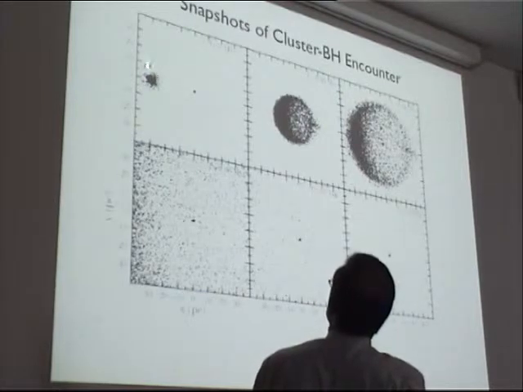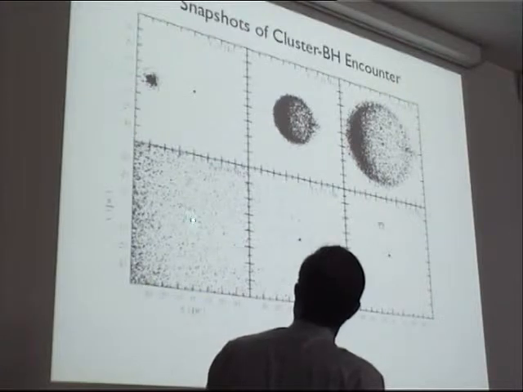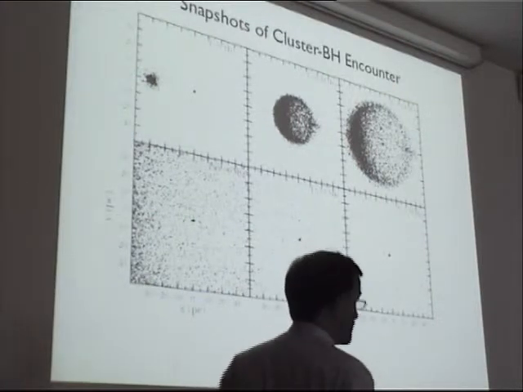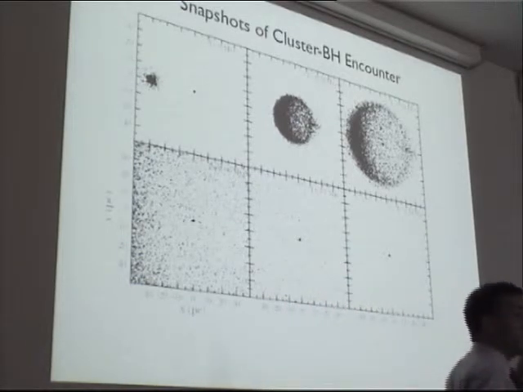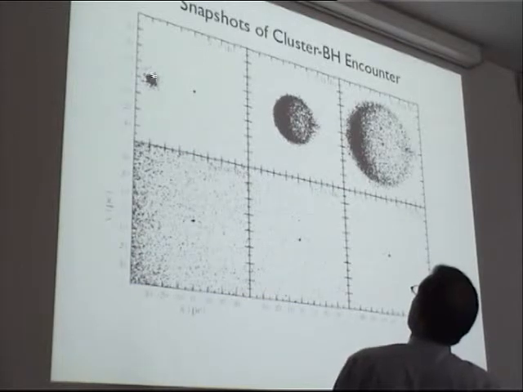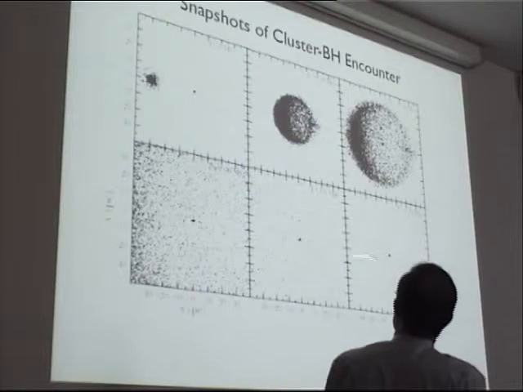Here's a stellar cluster. I'm not sure how clear it is on here, but there's the center, there's the black hole. This distance here is 30 parsecs. So we build a cluster 10, 20, 30 parsecs away and throw it at the black hole. That's sort of time t equals 0. There's the black hole. Here's later, here's a little bit later, much later.